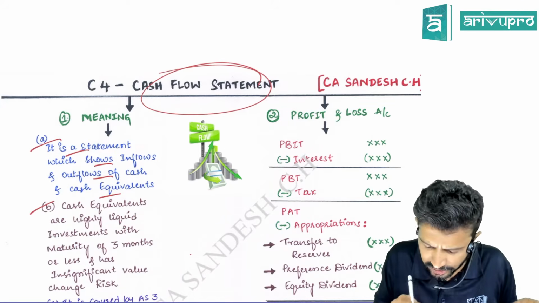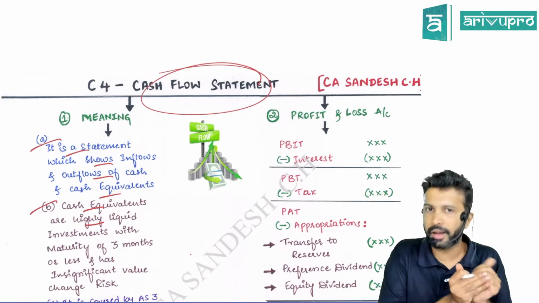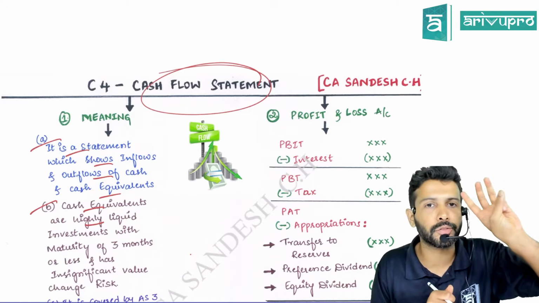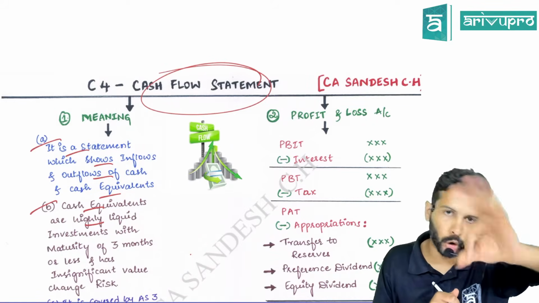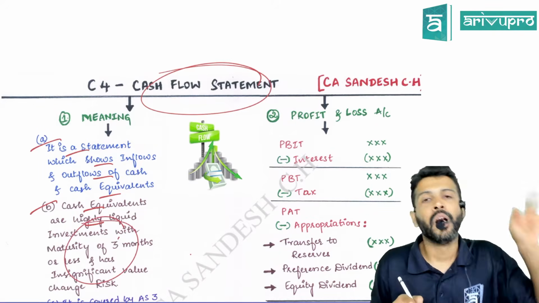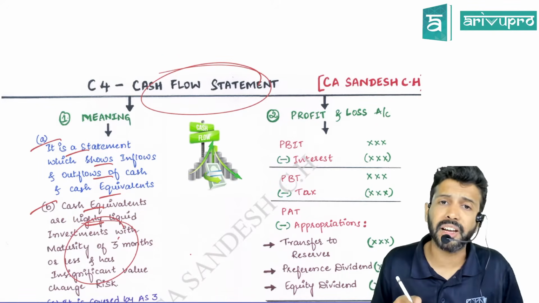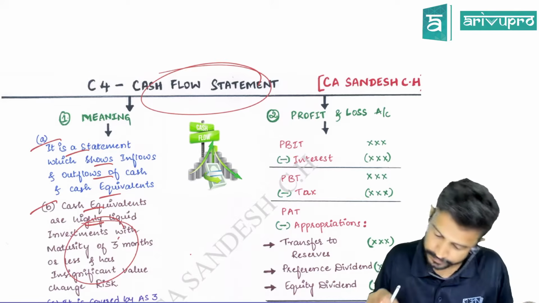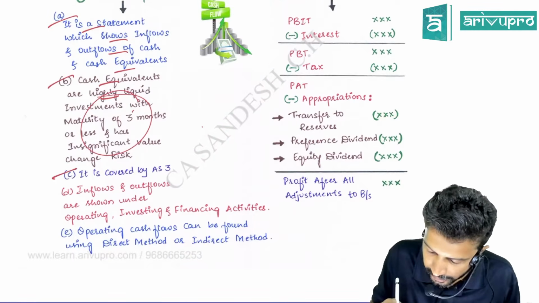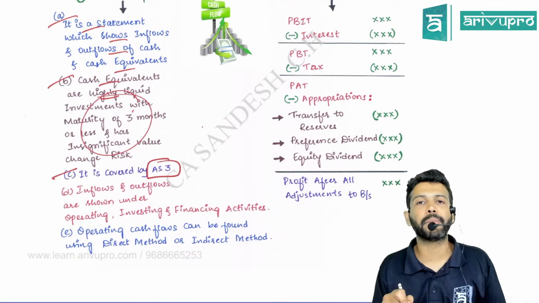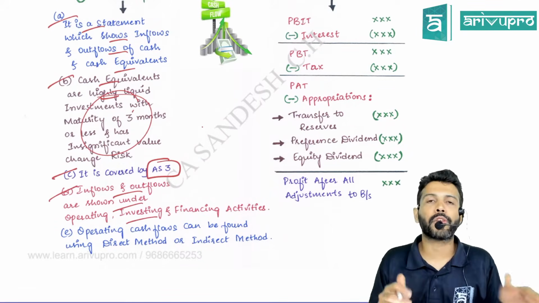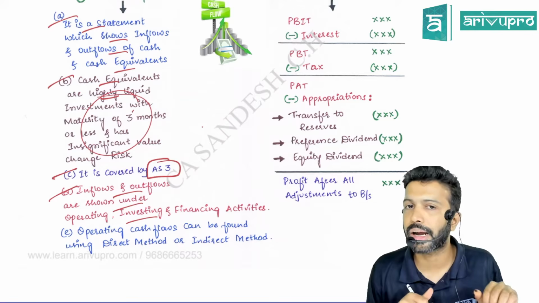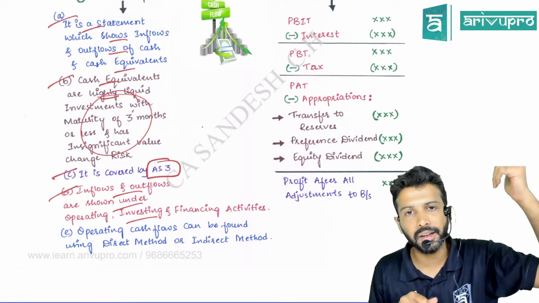Cash equivalent means highly liquid investments which have a maturity of 3 months or lesser. It should be readily convertible into known amounts of cash, and it should have insignificant value change risk. That's one. This cash flow statement treatment is covered by Accounting Standard 3. This inflow and outflow of cash, we put it under 3 categories: operating, investing, and financing.